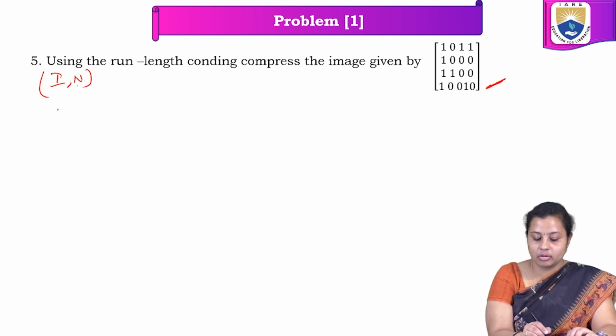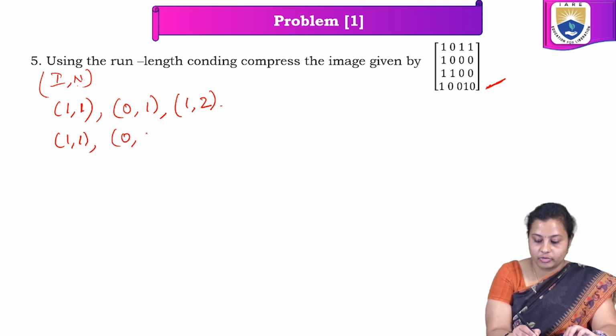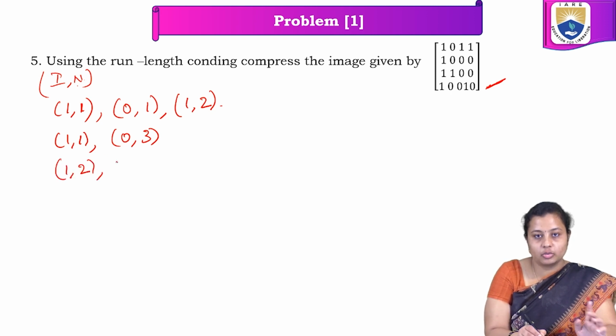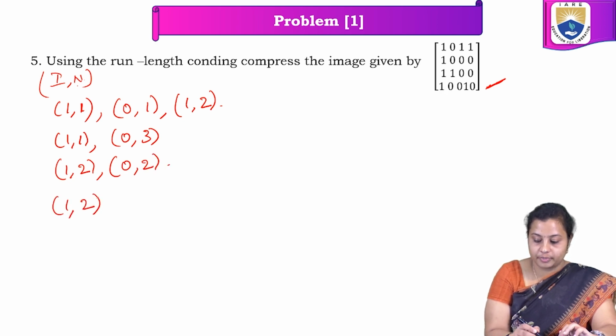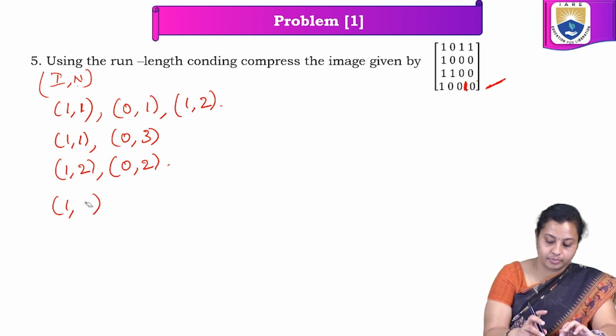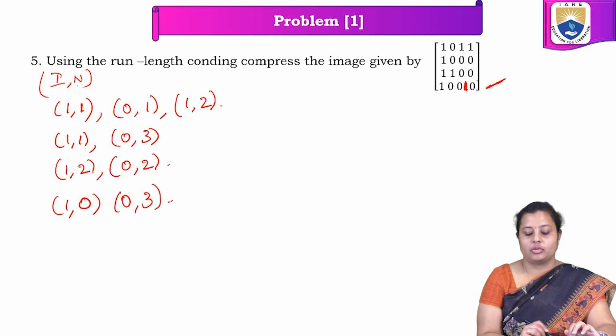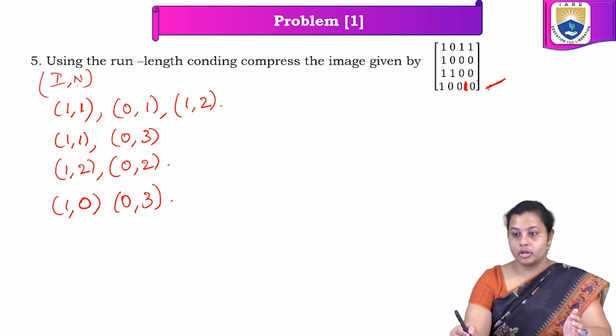So what will be my value? I will write the value as 1, which has a run of 1. Next vector will be 0 and 1. Next vector is 1 and 2. So the next vector is 1, 1 and 0, which is 3. So your second row can be written in this form. Now the next is 1 having length 2 and 0 having length 2. The next is 1 having length 2, and 0 having length 0. So these are your run length vectors for your image.